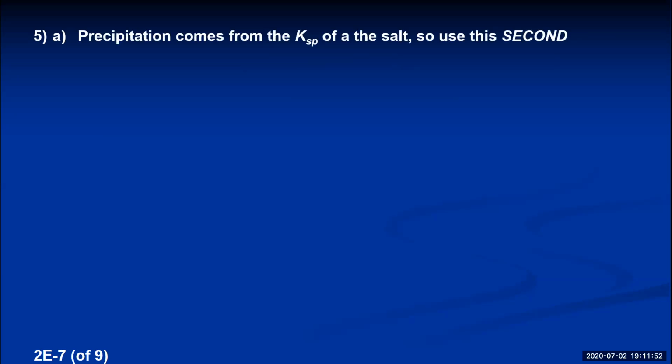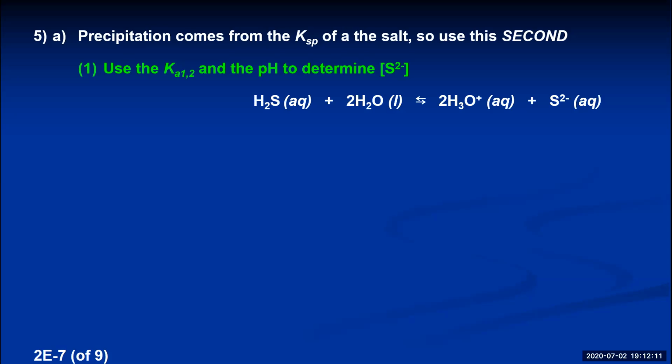So precipitation comes from a Ksp. You've got to use that second. You use the Ka of the weak acid first. And we're going to use the Ka, the pH they give us, and the concentration of the H2S in a saturated solution to solve for the only variable in the Ka12 expression, which will be the sulfide ion concentration. Here's the reaction for the complete ionization of H2S. They told us at equilibrium 0.077 molar.